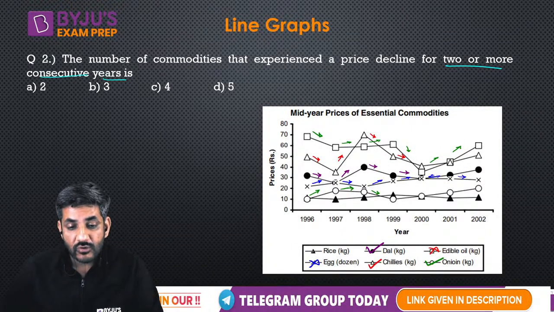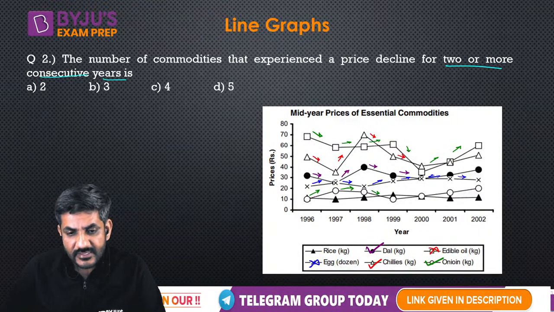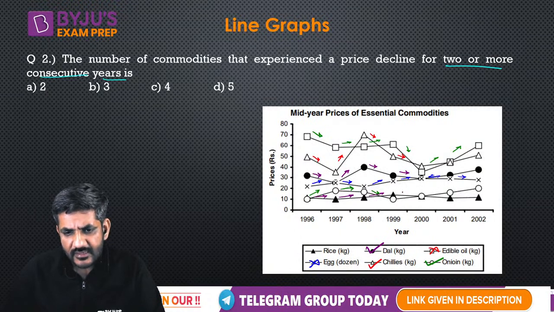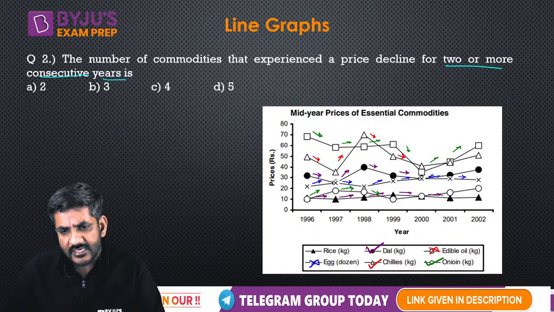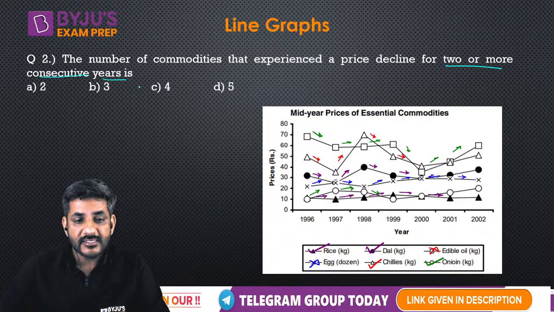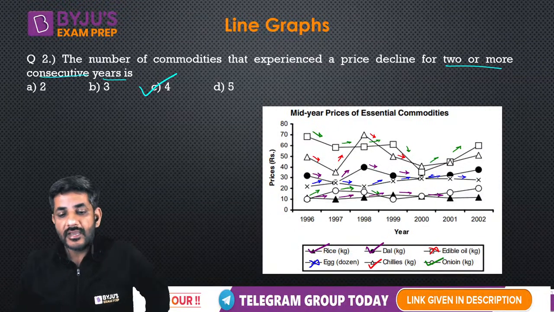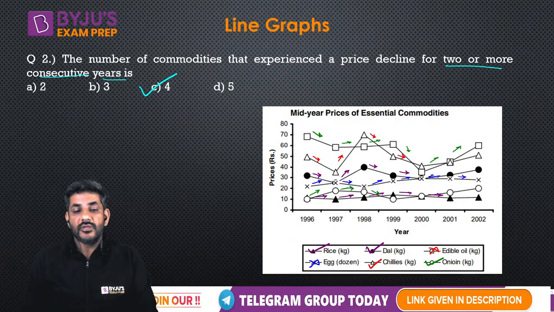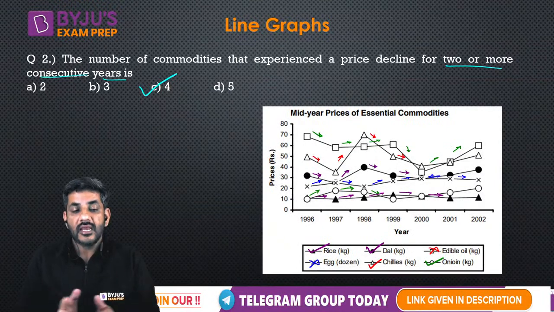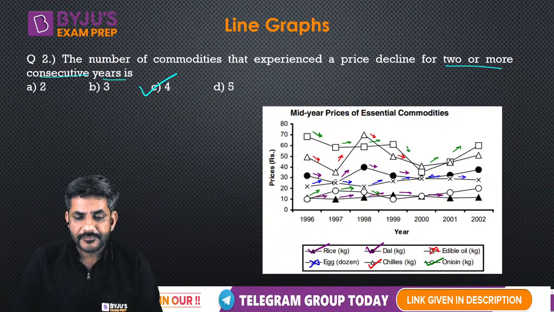So onion is also one of those commodities. And lastly, I would look at rice. In rice it has remained the same, or I don't know what this is. But finally there is an increase, then an increase, then a decrease, and then a decrease again. So rice is also there. So 4 of the commodities I see are showing a decline, the other commodities are showing an increase. No other commodities have a decline for 2 or more consecutive years.